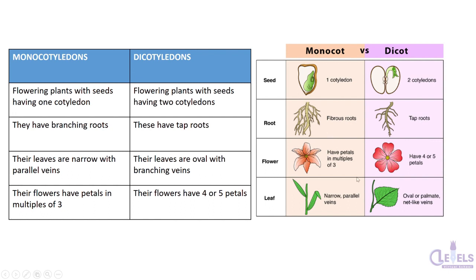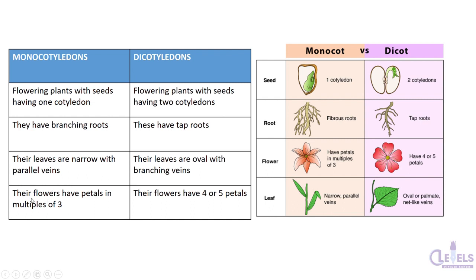So the veins and roots are opposite. If you remember that monocots have branching roots, they don't have branching veins. And dicots have tap roots and they have branching veins. So this is opposite. Now, if you remember one, you can remember the other.